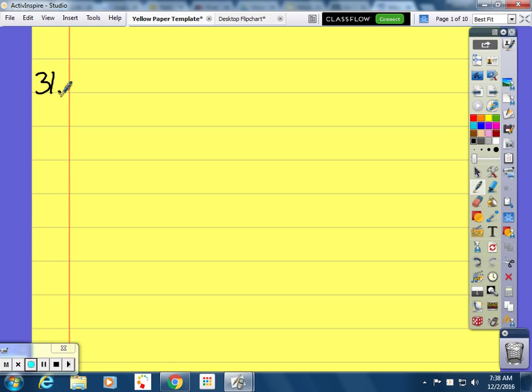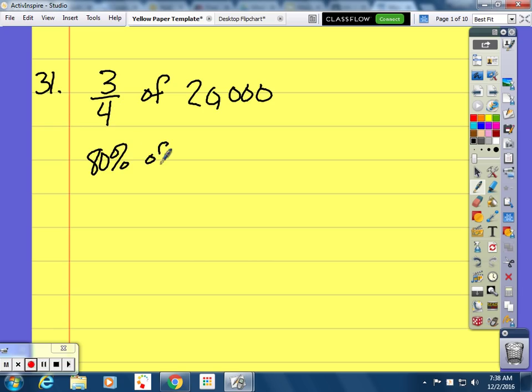So this is a case that it wants to do. South Lake County is every one of those. So I have to do 3/4. It wants to know what 3/4 of 20,000 is, because this is how many people voted yes. It wants to know what 80% of 30,000 is. It wants to know what 2/3 of 15,000 is.